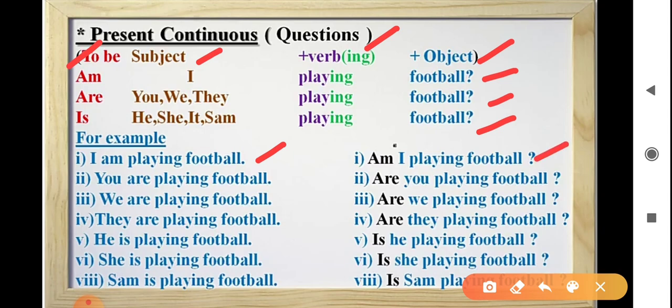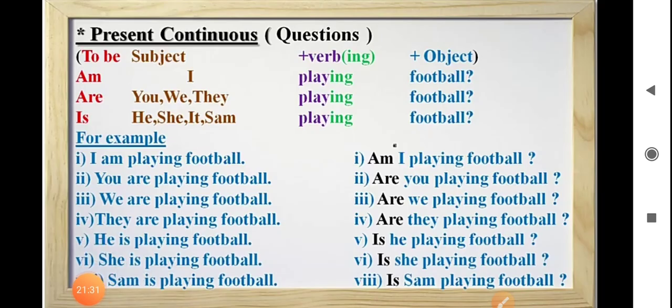Am I playing football? As I told you that I is always used with the word am. Second example, you are playing football. Are you playing football? We are playing football. Are we playing football? They are playing football. Are they playing football? He is playing football. Is he playing football? She is playing football. Is she playing football? Sam is playing football. Is Sam playing football? And on all interrogative sentences, we use a question mark at the last.